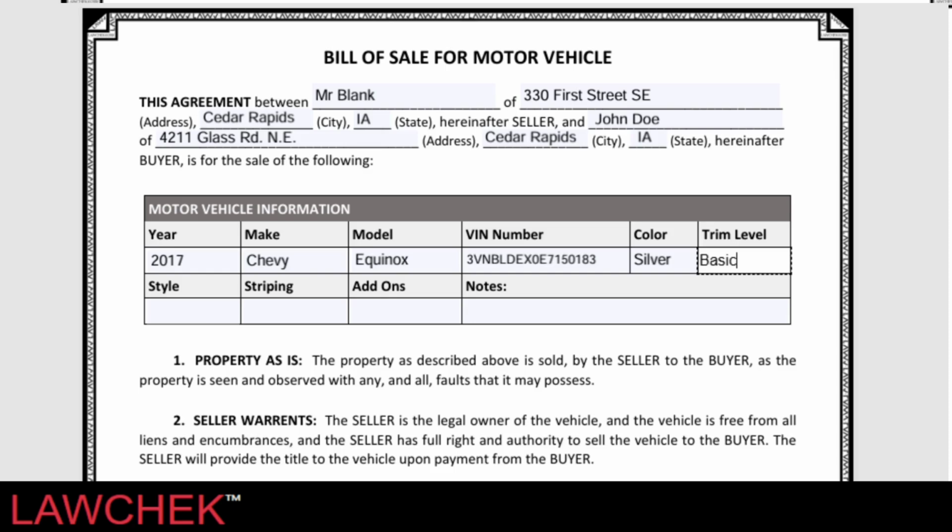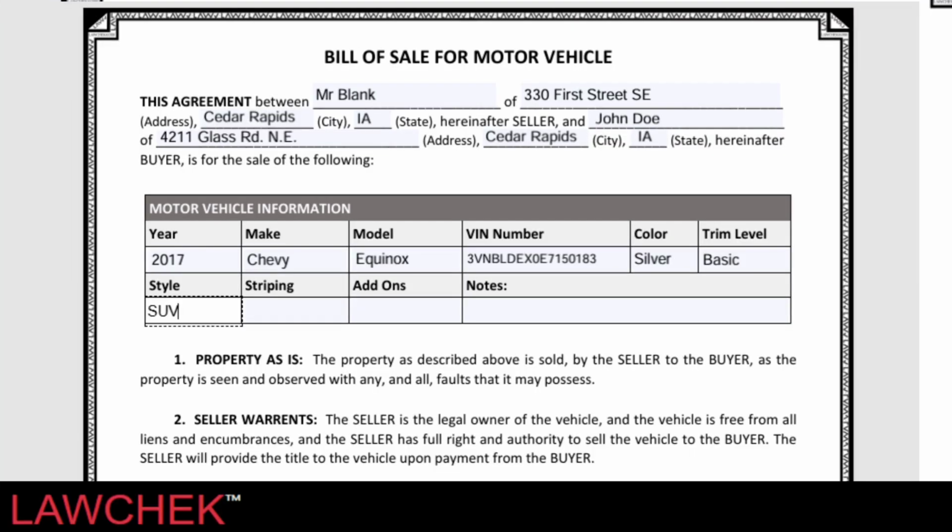The trim level is the package. Was it a premium package or a base or a fully loaded? This one is a base package. If yours is fully loaded, go ahead and put fully loaded. Now the style. Is it a sedan? In our case, it's an SUV. So we're going to put SUV in there.